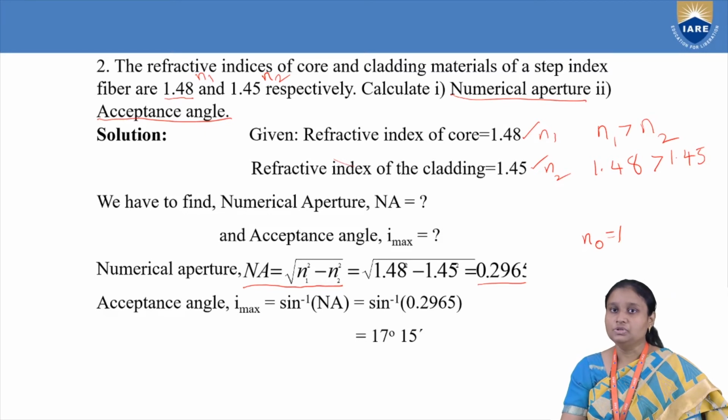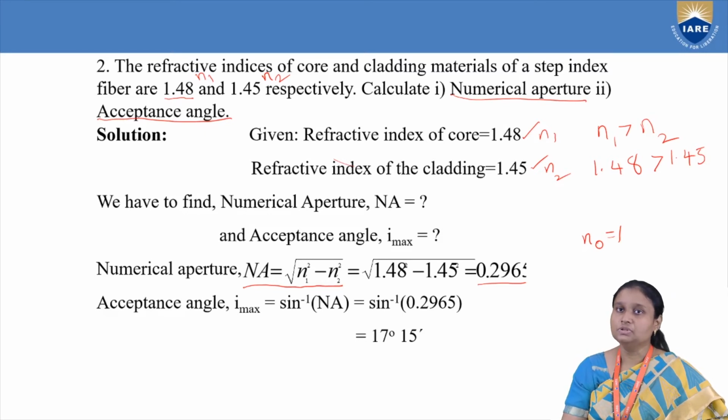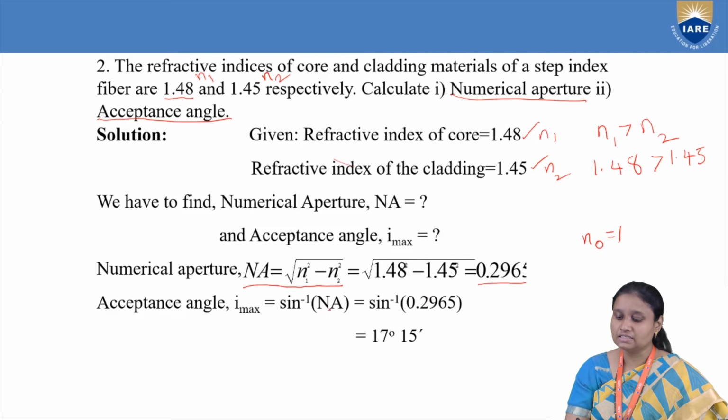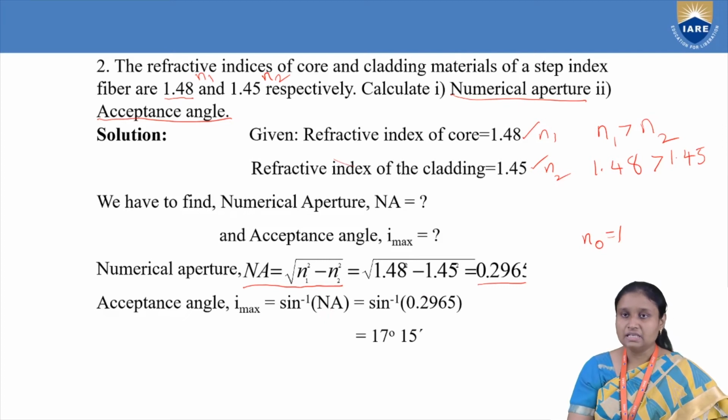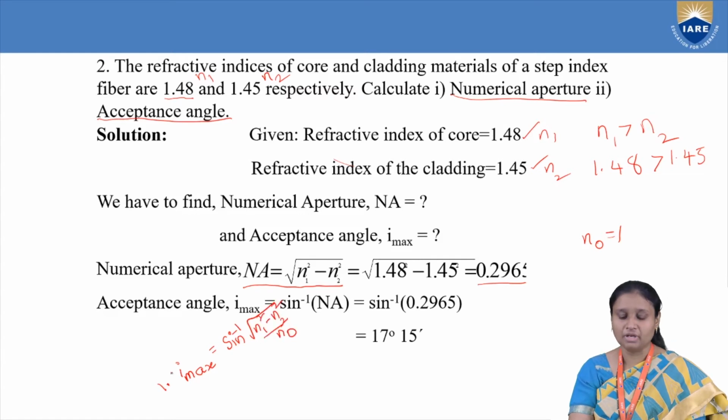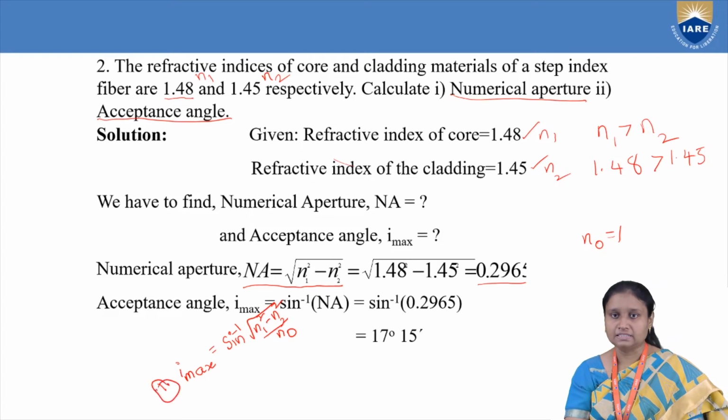So this is how we are going to find numerical aperture once we know the value of refractive index of core and cladding. Now, how to find acceptance angle? For acceptance angle, there are two formulas. The first formula is: acceptance angle is equal to sine inverse of square root of n1 square minus n2 square by n0. This is one formula for finding acceptance angle.